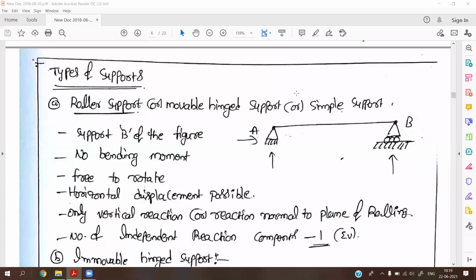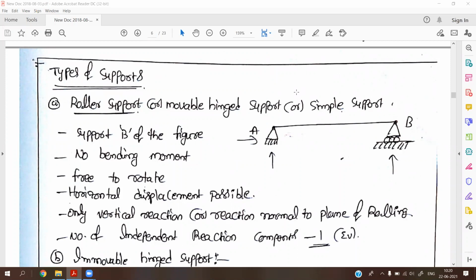Good morning. So today we are going to discuss the topic static determinate and kinematic indeterminate structures. Before determinate and indeterminate structures, first we need to find what the reactions and equilibrium equations are, to identify whether the structure is determinate or indeterminate.